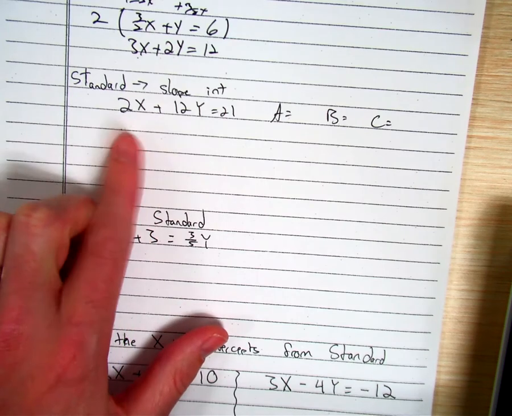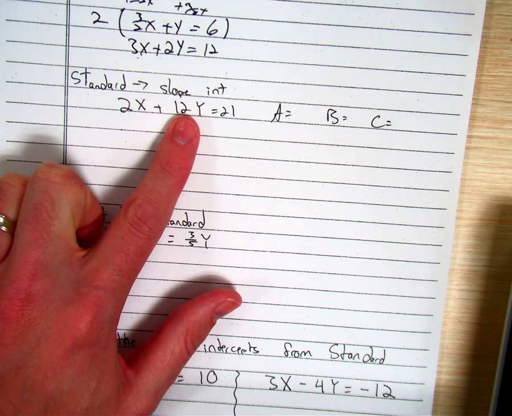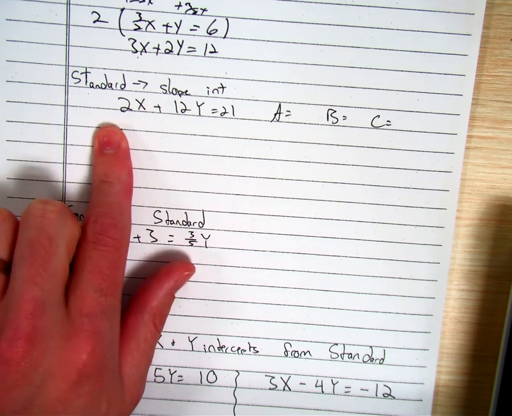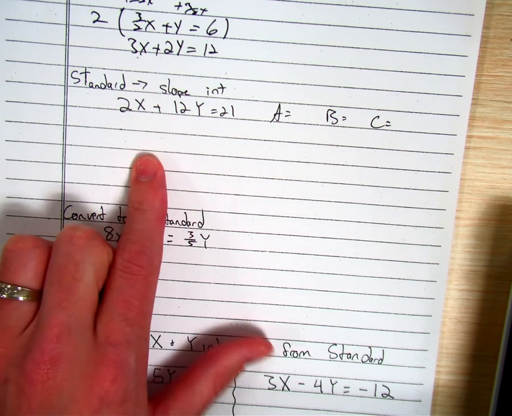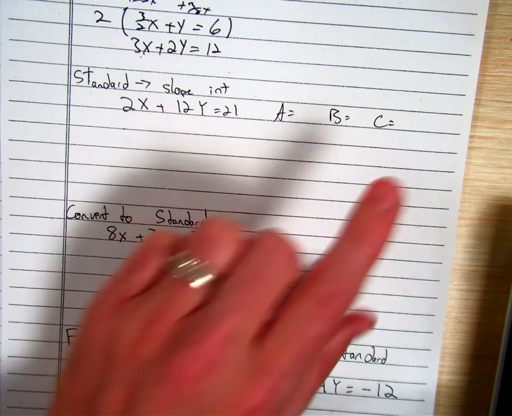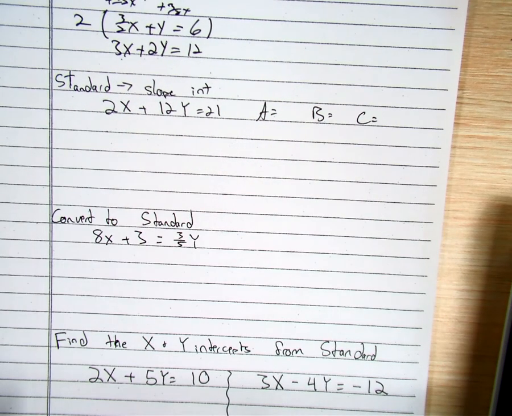Here we have another one in standard form. Let's change it back to slope-intercept form, y equals mx plus b form. But before we go, I'm going to have you push pause here in just a second and try this on your own. I want you to identify A, B, and C, write those down over here, and then change this into y equals form, slope-intercept form. All right, go ahead and hit pause and try that on your own.